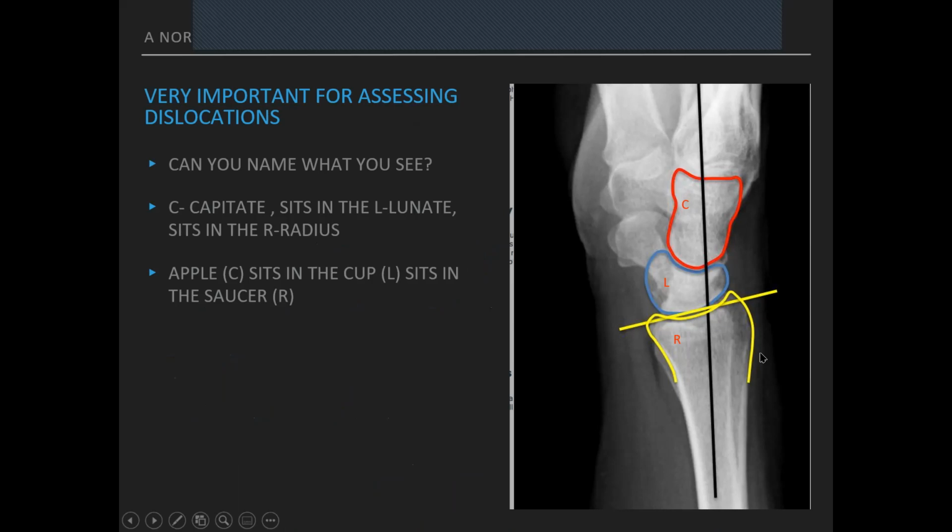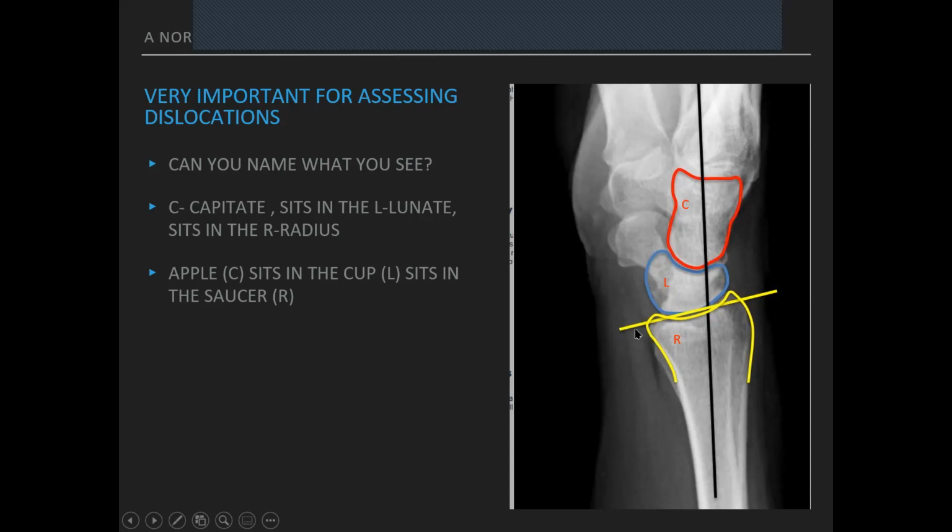Now, the way that a normal wrist should be, you've got to imagine the capitate is equal to an apple, kind of looks like an apple. The lunate looks like a cup, and the top of the radius looks like a saucer. So the apple should be in the cup, which should be in the saucer. The apple mustn't fall out of the cup. The cup mustn't fall out of the saucer. The cup mustn't be away from the apple or the saucer, so on and so forth. All right. So the apple, capitate, sits in the cup that sits in the saucer. All right. So that's how we look at it. Now, that's a normal alignment as well.